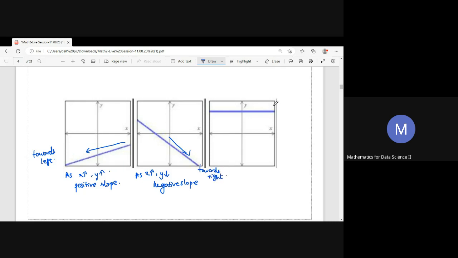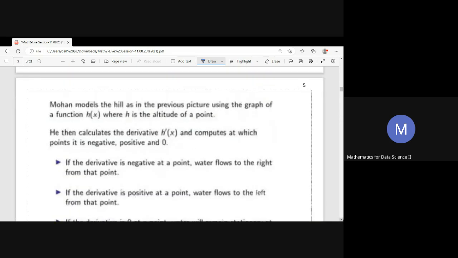And what is this slope? Zero. This has a zero slope. There is no change in the value of y as x increases; y remains constant. So the slope is 0. It means the water is stagnant. It does not go down right or left; it just stays wherever it is. So this is what is given here.